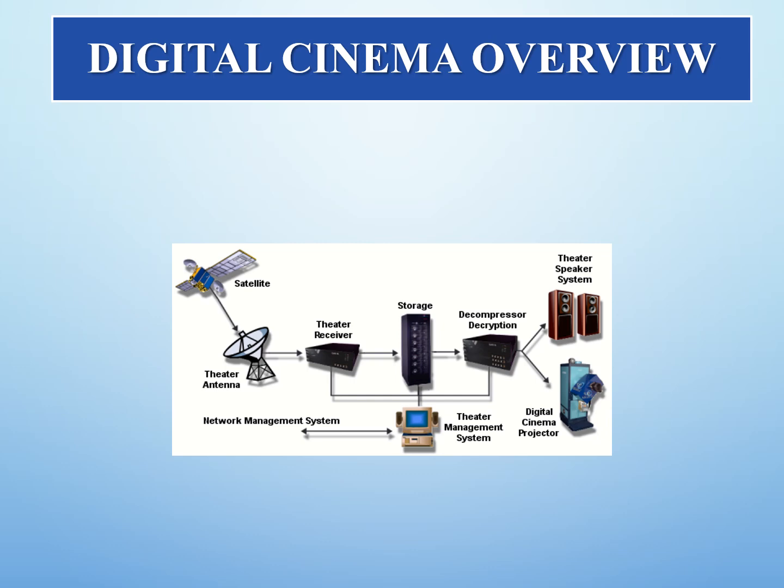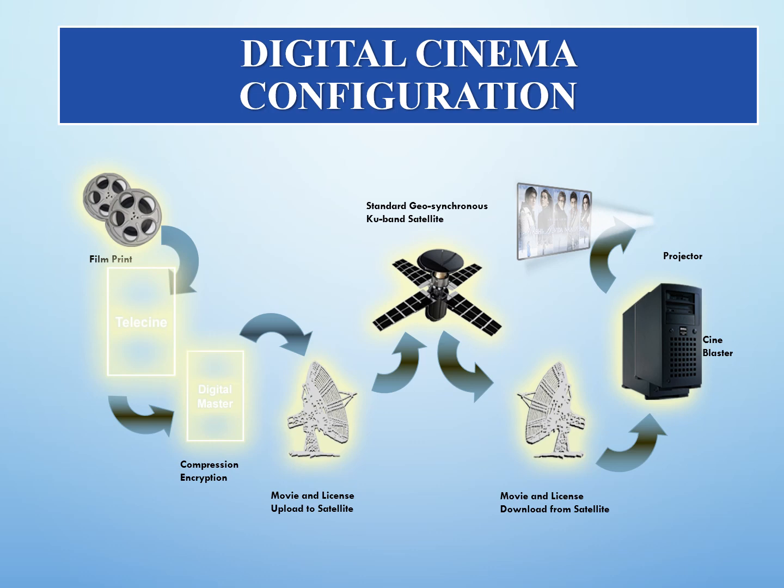Now let's see an overview of digital cinema. It includes satellite, theater antenna, theater receiver, storage, decompressor decryption, theater speaker system, digital cinema projector, theater management system, and totally it is a network which transfers movies or cinema. Now let us see digital cinema configuration. It involves film print, compression encryption, movie and license upload to satellite, standard geosynchronous Ku band satellite, movie and license downloaded from satellite, and then it is sent to Sign Blaster and then finally to a projector where images and videos are visible.